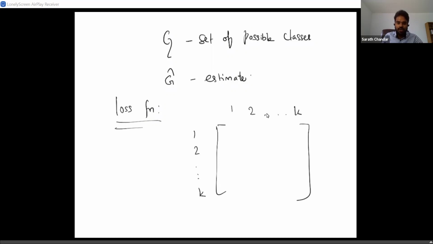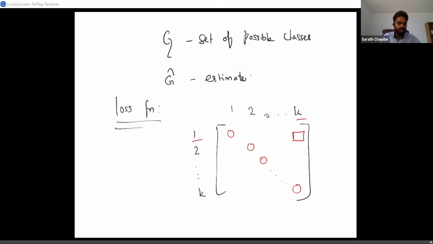Now every entry in this matrix, let's take this entry, means the price paid for classifying an observation which is from class 1 as class K. So this is the penalty or the loss that you're going to pay for misclassifying 1 as K. Obviously, if you classify 1 correctly as 1, you get 0 price or 0 loss, right? So the diagonal of this matrix is going to be all zeros. Now you could put any value that you want for the remaining entries of this matrix, right?